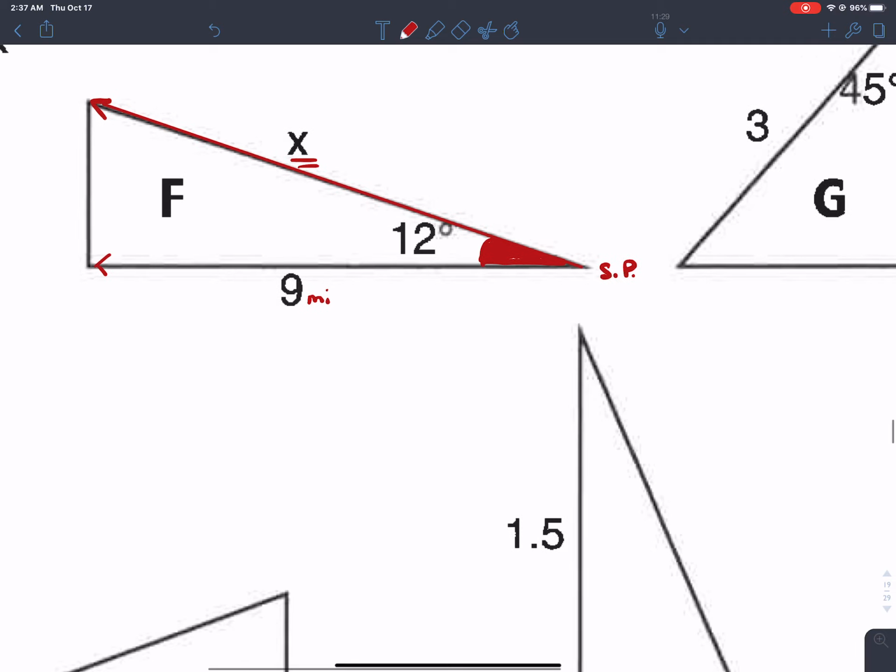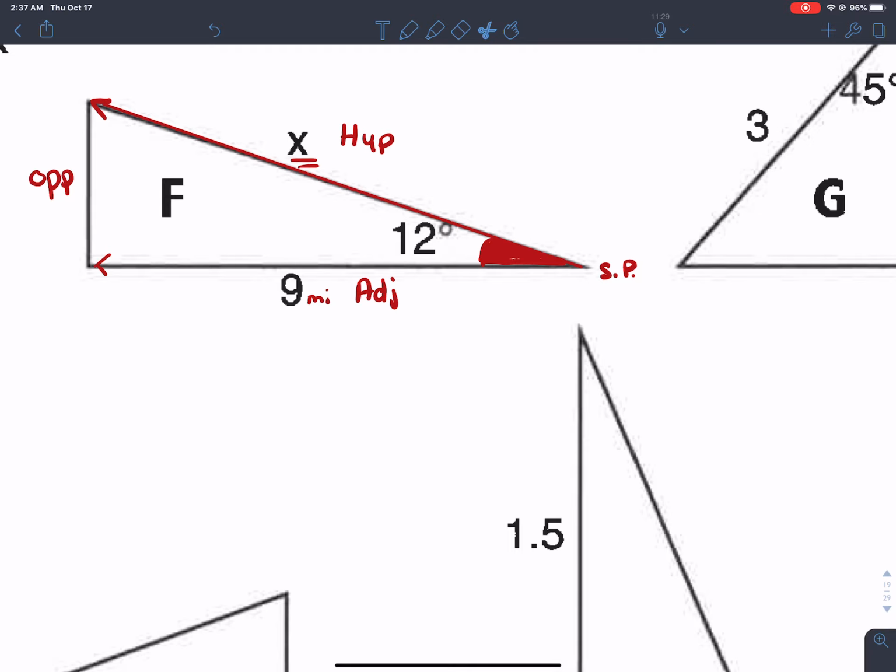Okay. In order to solve this, we have to label our sides of our triangle, our vector diagram. So from 12 degrees, the hypotenuse is always going to be the longest side. And then the north component over here, that's going to be labeled as the opposite. So that leaves the last side of our vector diagram as our adjacent side.